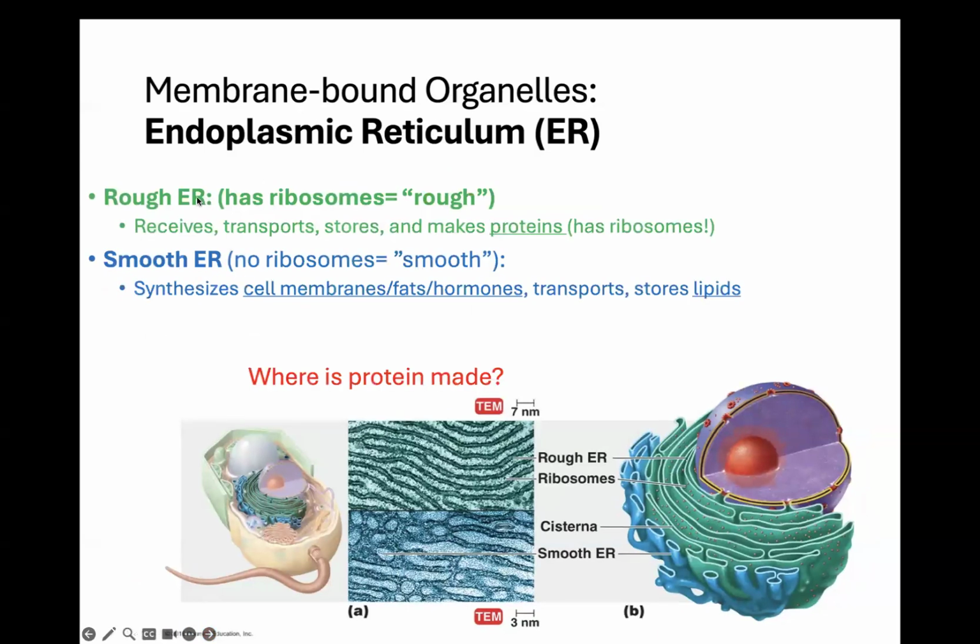So again, rough ER has ribosomes on it. That's why it's called rough. And the function of a ribosome is to make protein. So this is the area that receives, transports, stores, and makes protein. And then smooth ER does not have ribosomes on it. And it's usually there to make things like fats. Lipids means fats. It helps make cell membranes, hormones, various other things.